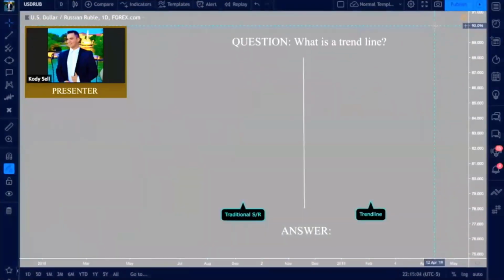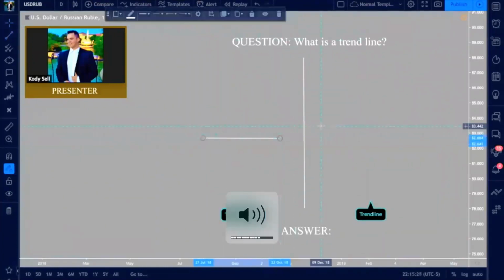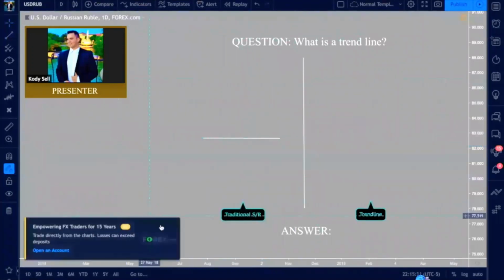All right, so our goal here is to figure out what exactly a trend line is. Now here we've got a table in front of us, and on the left we have traditional support and resistance, and on the right we have trend line. So our goal by the end of this is to answer the question, what's the trend line? And we're going to start over here on the left-hand side by drawing a traditional horizontal support and resistance level. So this level right here is a horizontal support and resistance level.